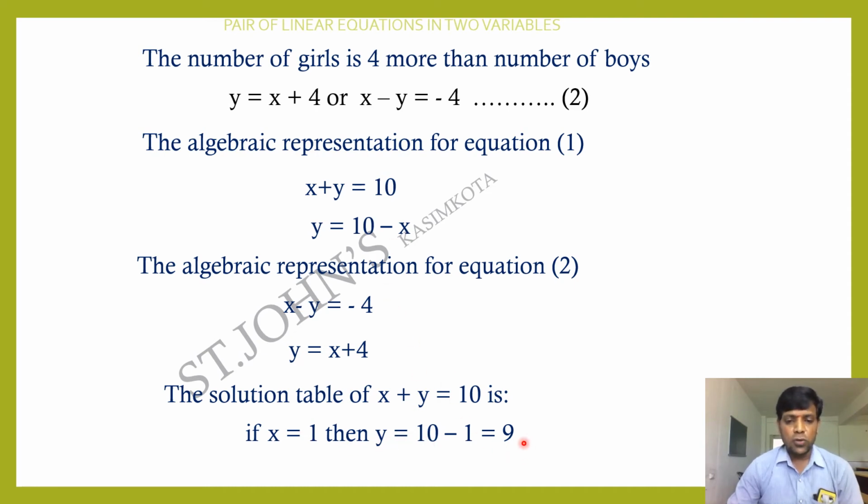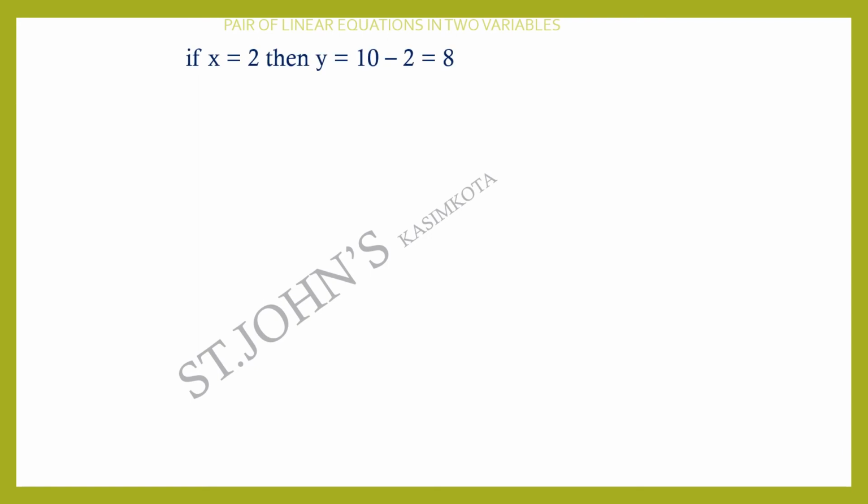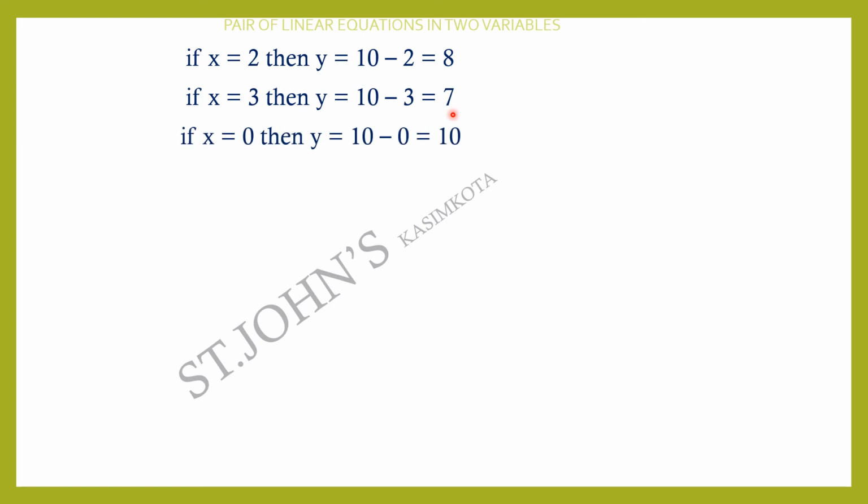Similarly, x equal to 2, then the y value; x equal to 3, then the y value. Clear? Now x equals 2, then y equals 10 minus 2, which means 8. Now x equals 3, then y equals 10 minus 3, which is 7. Then x equals 0, then y equals 10 minus 0, which is 10. If x equals minus 1, then y equals 10 minus of minus 1, which is 10 plus 1 equals 11.